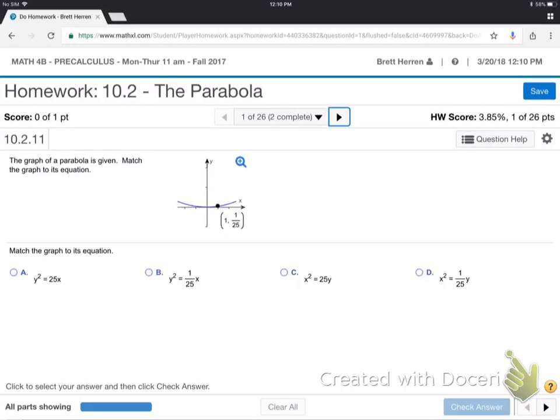All right, here we are, 10.2, the parabola. So we changed gears. We just took a big jump, didn't we? From 5.8 to 10.2. We went from chapter 5 to chapter 10. I skipped 6, 7, 8, and 9. 6, 7, and 8 we'll come back to at the end of the course. It's trigonometry.